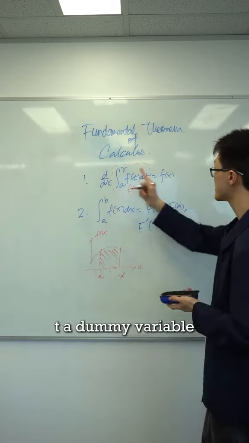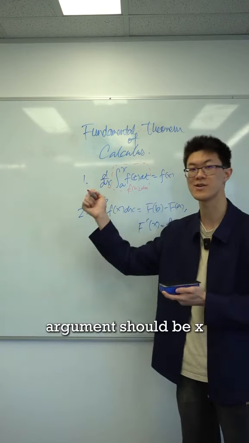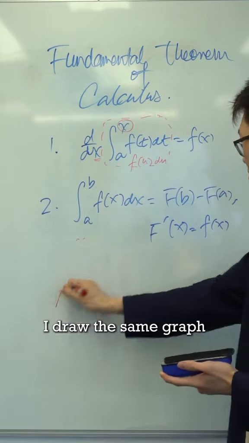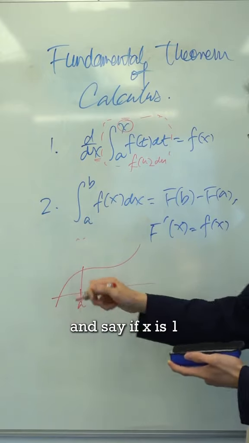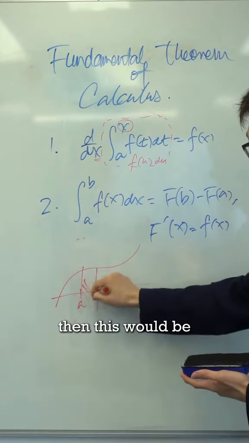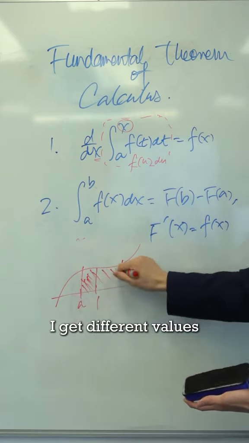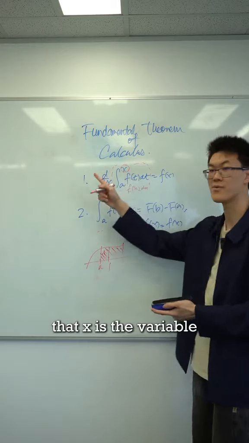So the function has to be in terms of x. And that should be clear because you're differentiating with respect to x. So the function's argument should be x. And it's actually here, which makes sense because if, again, I draw the same graph, a is a constant, and say if x is 1, then this would be the output of the function. But if I change x, I get different values. So it does make sense that x is the variable of this function.